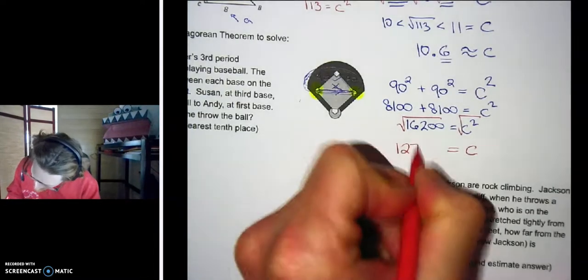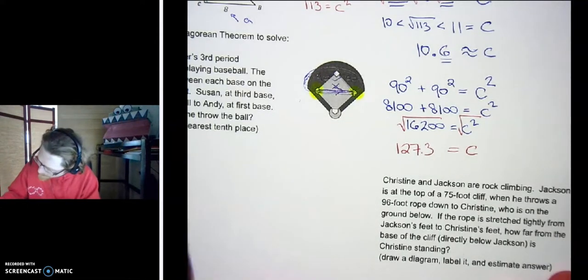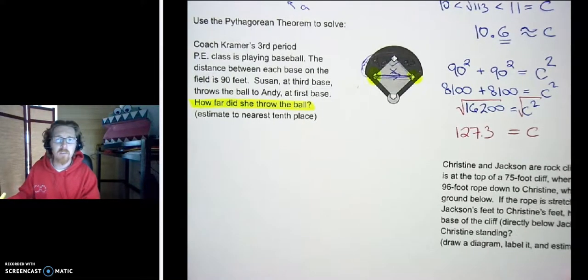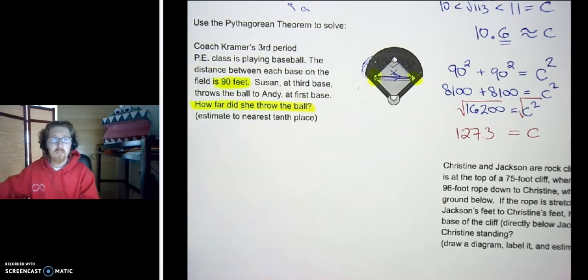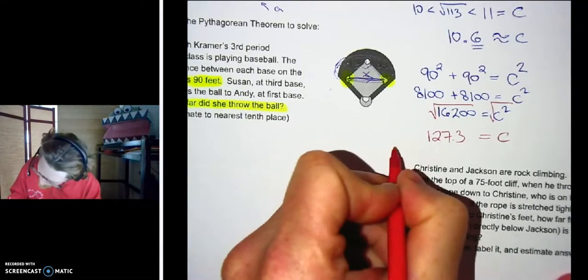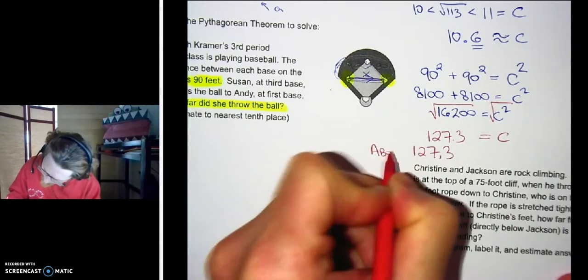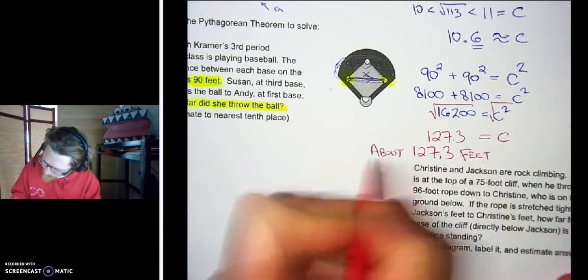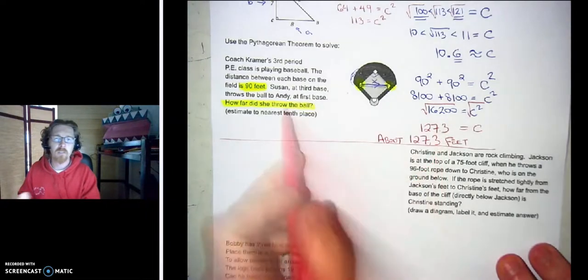127.3. Now, because this is a contextual question and it literally asks how far does she throw the ball, we're looking for a distance. And because we're speaking in distances of feet, we can say she threw about 127.3 feet, because it's not exact. So anytime you're given an application problem, a word problem, you always want to answer in context of the problem.